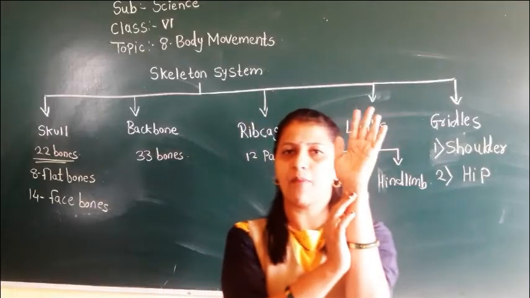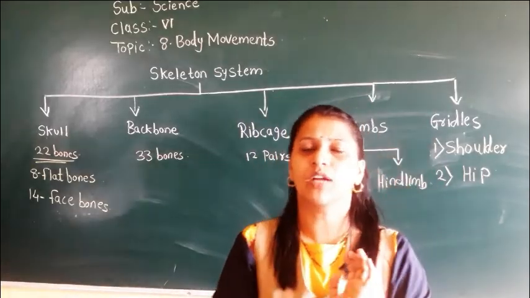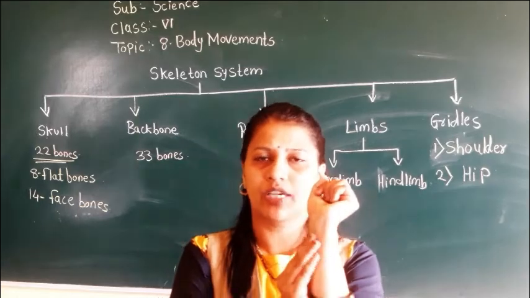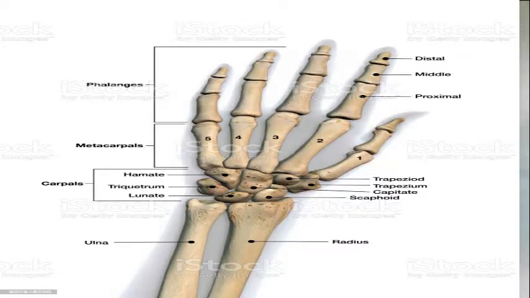Now, let's learn about the wrist. If we look at the wrist, there are totally 8 small, flat bones. They are called carpals. And the 5 bones in our palm are called metacarpals. And there are 3 bones in each finger and 2 bones in the thumb.